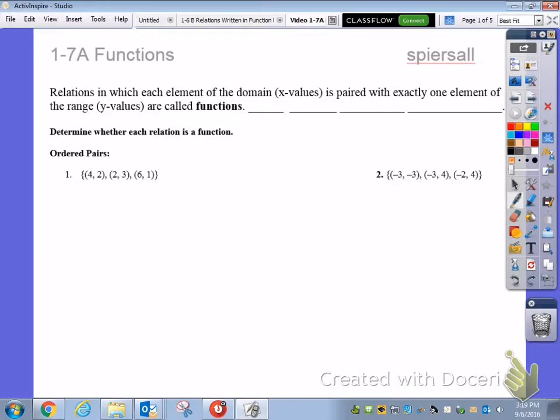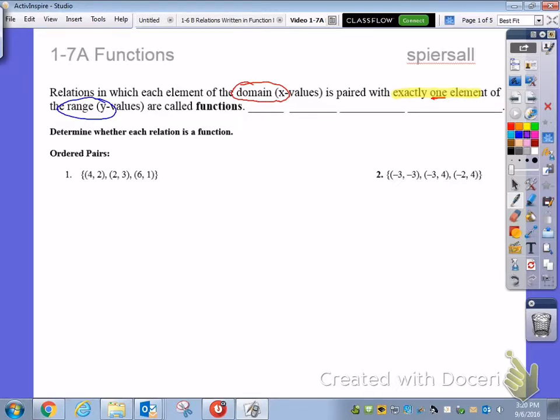Okay, so relations in which an element of the domain values, which are x, very important word, domain is always x, is paired with exactly one element from the y, and the y values are called the range values. When that happens, when an x goes with exactly one y, it is called a function.